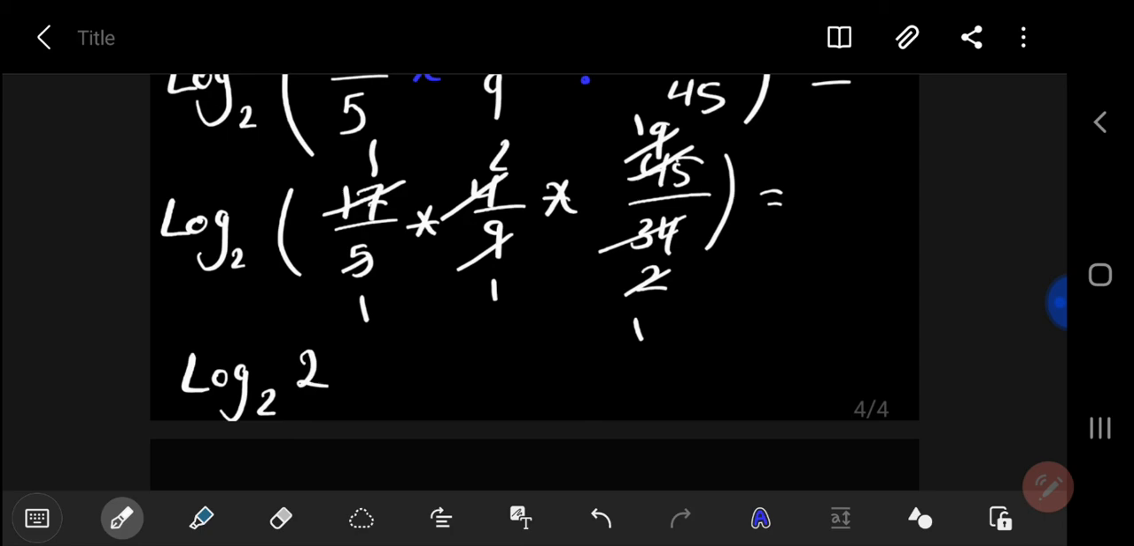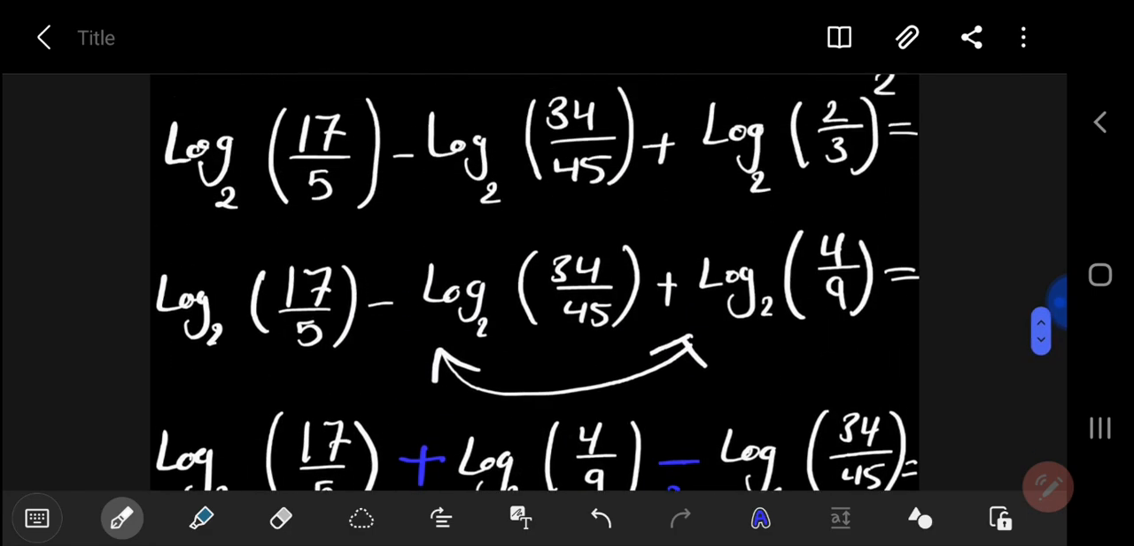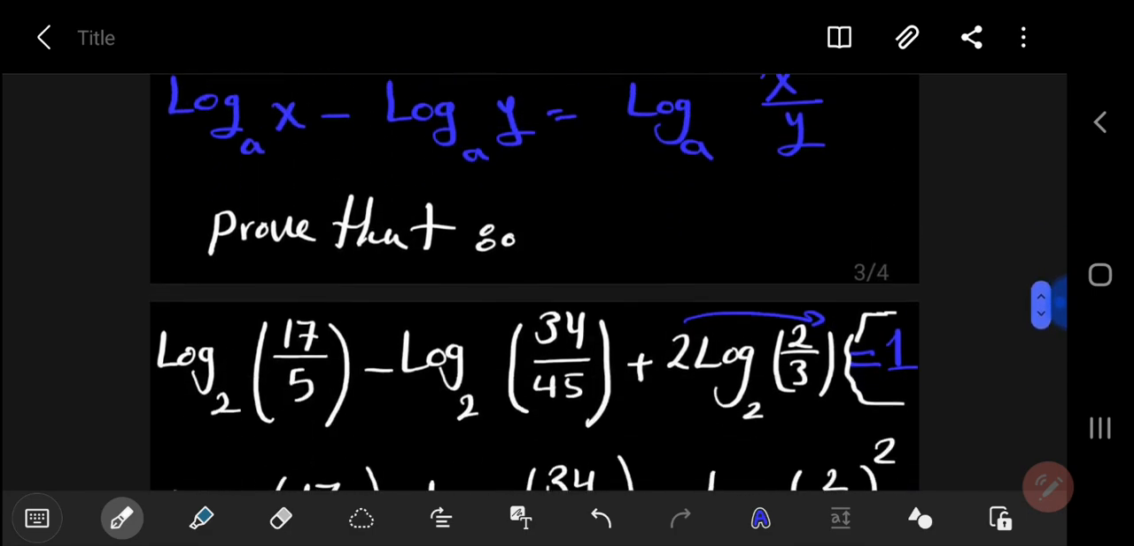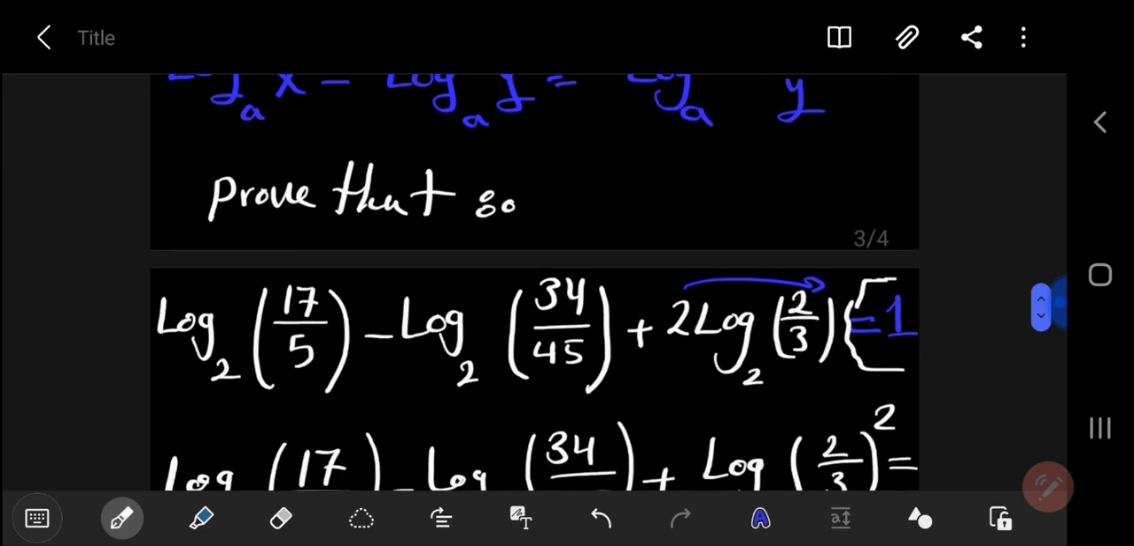I had a property that said if the base equals the number, it equals 1, and it equals the right hand side. So I proved that this equation equals 1.